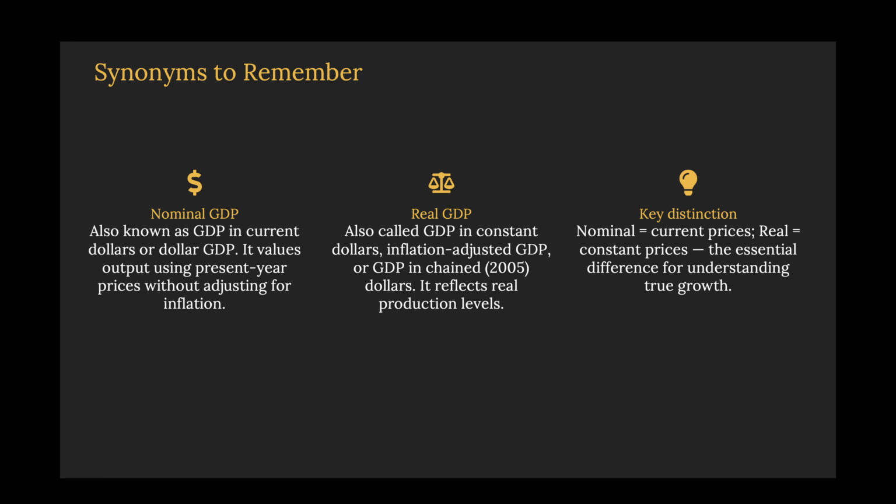Before we wrap up, here are some names you might see in textbooks or articles. Nominal GDP is also called dollar GDP, or GDP in current dollars, or GDP at current prices. Real GDP can also be called GDP in terms of goods, GDP in constant dollars, GDP adjusted for inflation, or GDP in chained $2005, or whatever the reference year is. Different phrases, same core idea. Nominal uses current prices, real uses constant prices.